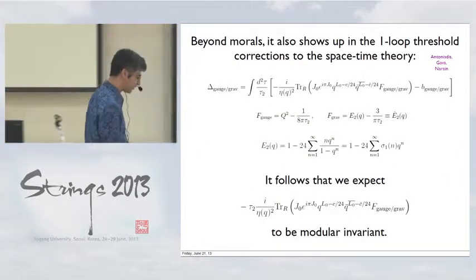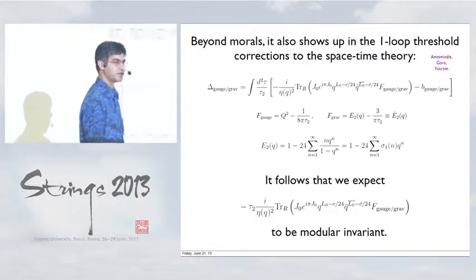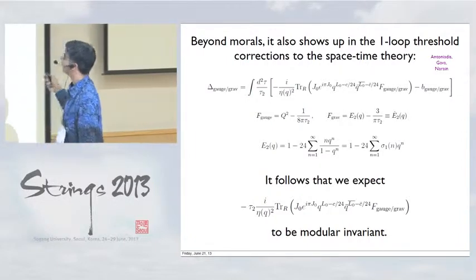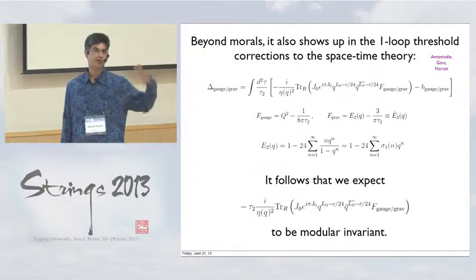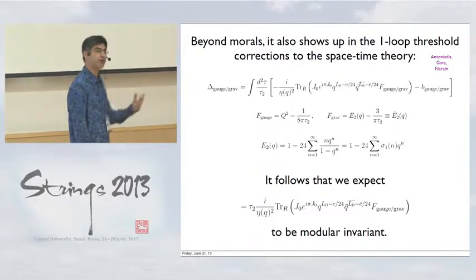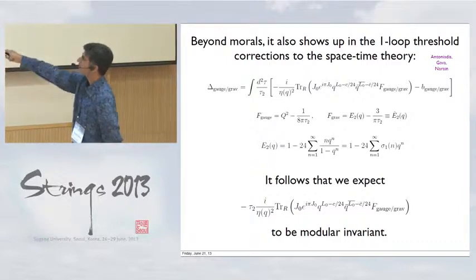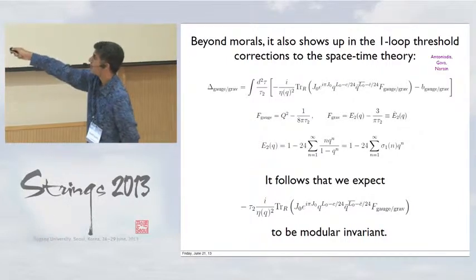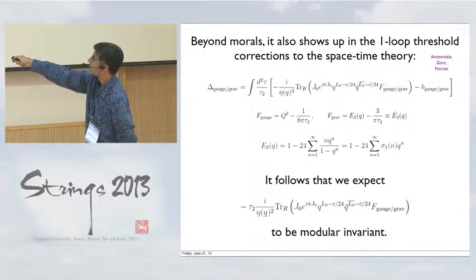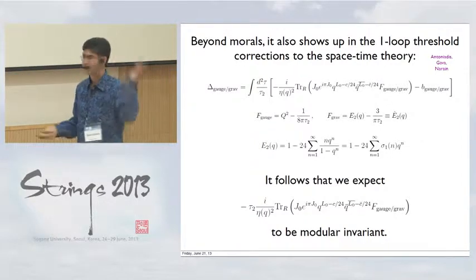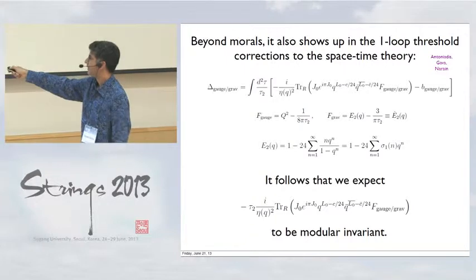Now, beyond morals, there are also places it shows up in effective actions that you can compute. For instance, it shows up in the one-loop threshold corrections to the space-time theory, the one-loop corrections to gauge couplings, or to R-squared terms, in the low-energy gravitational action, involve exactly traces that involve the new supersymmetric index, contracted either with the non-holomorphic modular form E2, or with some gauge matrices that emphasize different E7 or E8 quantum numbers.